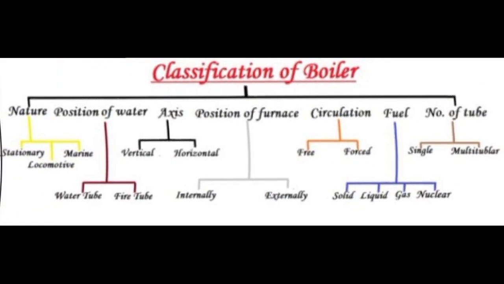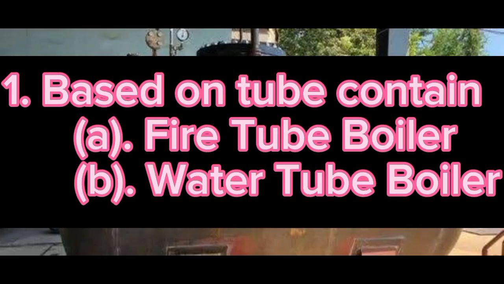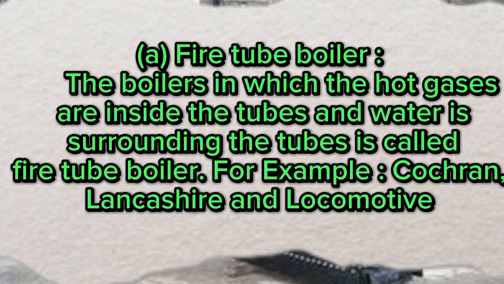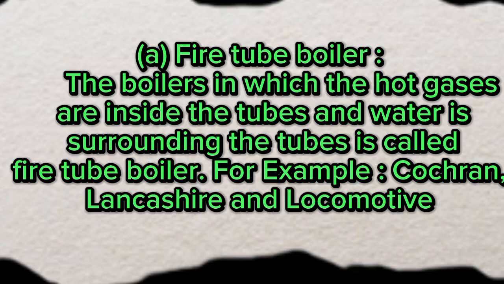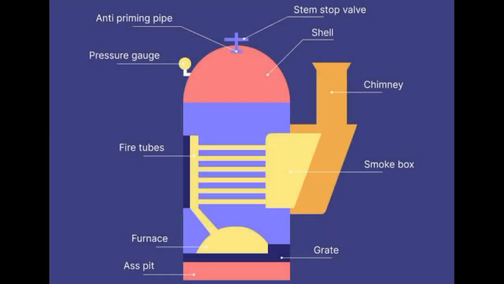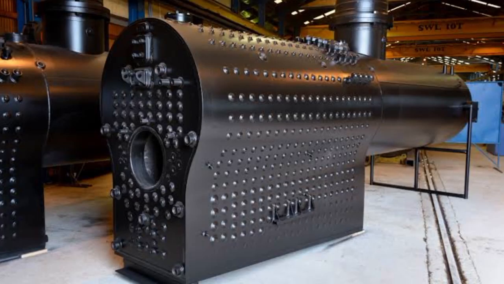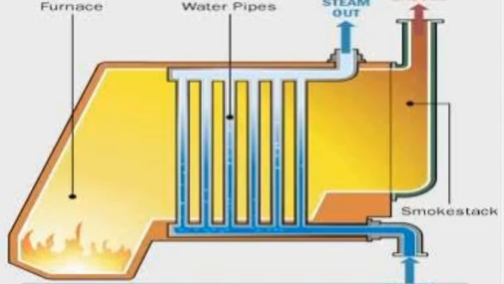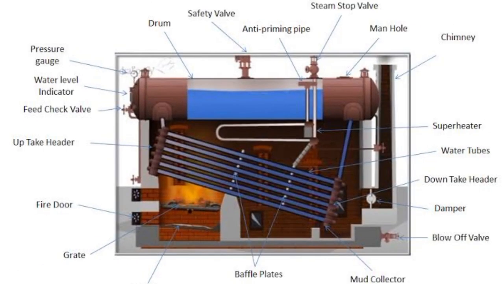The boilers may be classified as under. 1. Based on tube content. A. Fire tube boiler, the boilers in which the hot gases are inside the tubes and water is surrounding the tubes is called fire tube boiler. For example, Cochran, Lancashire and locomotive. B. Water tube boiler, the boilers in which the water is inside the tubes and the hot gases surrounding the tubes is called water tube boilers. For example, Babcock and Wilcox boiler.